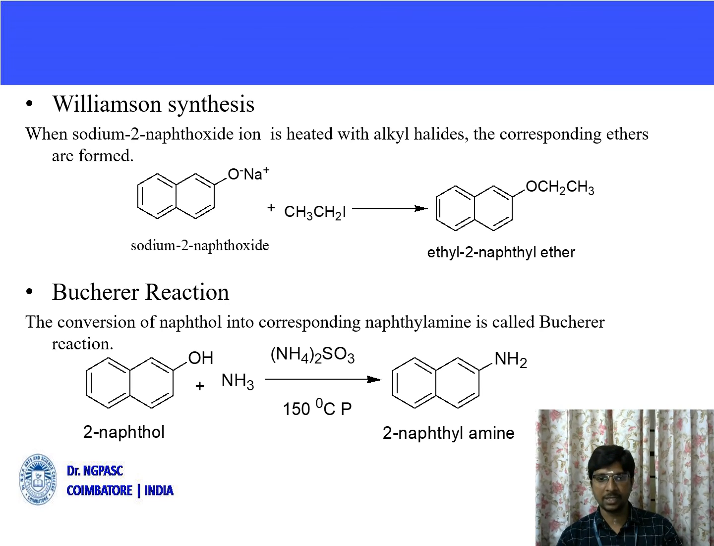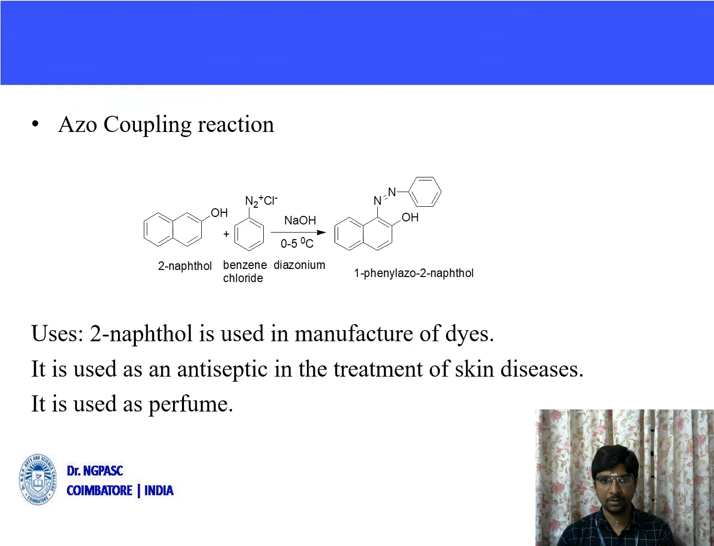And Bucherer reaction. Bucherer reaction is nothing but here also the conversion of naphthol into the corresponding naphthyl amine. So already we know that 2-naphthyl amine is ready to provide the 2-naphthol. The same thing, that is conversion of naphthol into corresponding naphthyl amine. So this reaction is known as Bucherer reaction.